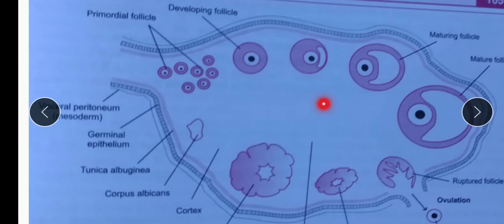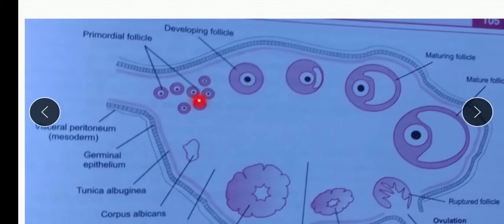So in the cortical region, the ovary contains a large number of immature primary oocytes, each one of which is surrounded by a cluster of nutritive cells. These are known as the follicular cells or granulosa cells. These are the primary or primordial follicles. Each primary follicle consists of a primary oocyte, which is diploid.